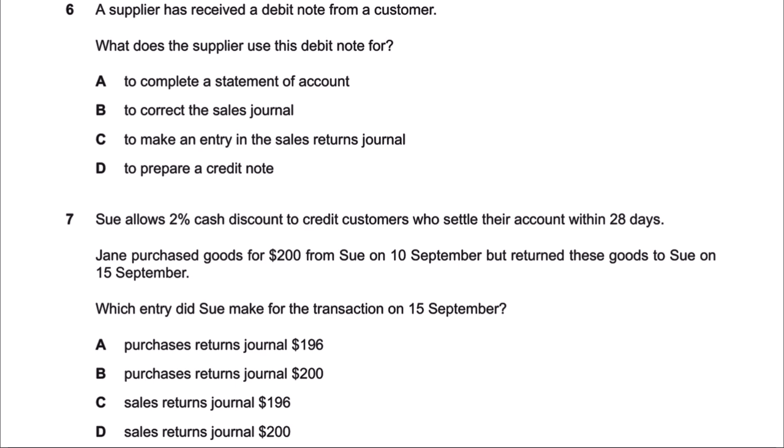Question number 6 is written: a supplier has received a debit note from a customer. Then it is written, what does this supplier use this debit note for? According to the question, a supplier has received a debit note from the customer. Now, what will this supplier use this debit note for?